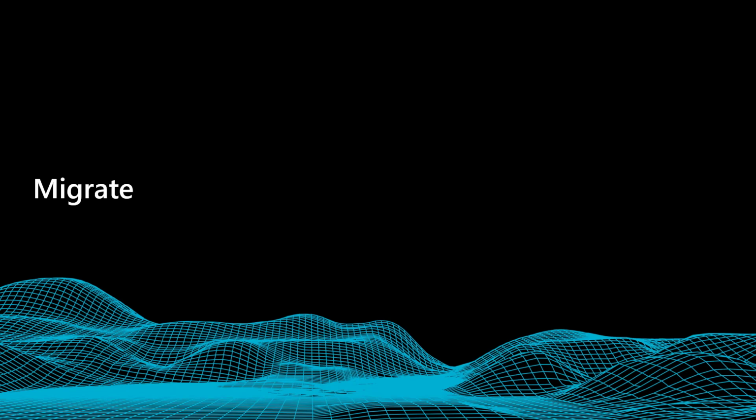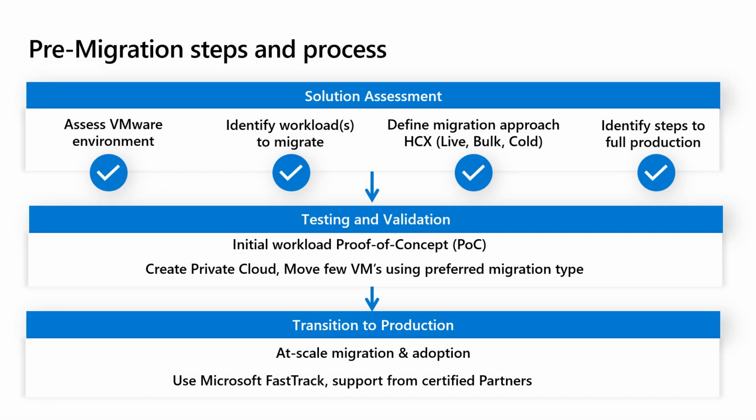Next, let's talk through what the migration scenario looks like if you use AVS. There's some pre-migration steps and there's a whole process involved with onboarding AVS. First, you'll want to assess your VMware environment. That becomes helpful to figure out exactly what you have within your environment on premises. From there, that'll help you identify the workloads to migrate. You'll be able to define a migration approach using HCX. You can migrate using live, bulk, or cold migration patterns. From there, you'll be able to identify steps to full production.